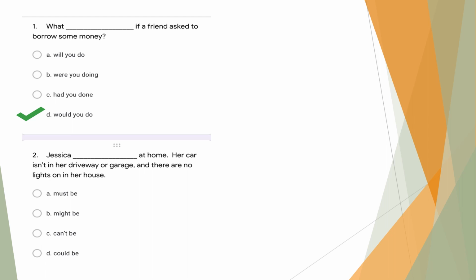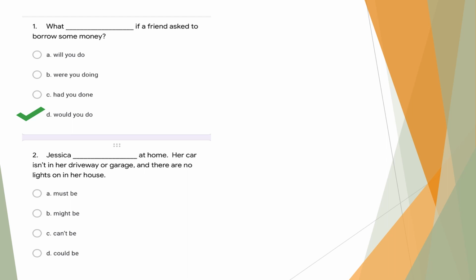Okay, number 2. Jessica blank at home. Her car isn't in her driveway or garage and there are no lights on in her house. Okay, this was Unit 11, making deductions. Jessica blank at home. Right, now look at the evidence. Her car is not in her driveway or in her garage. Her car isn't there. There are no lights on in her house.